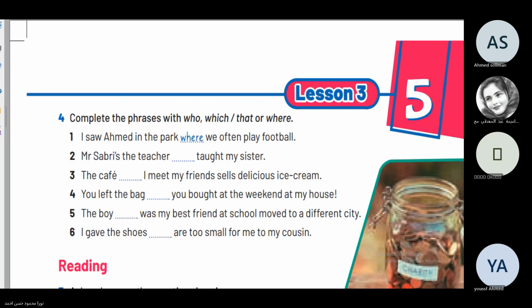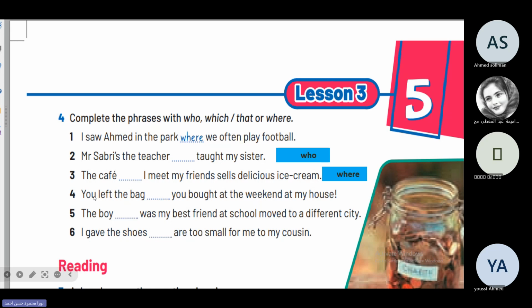More practice. Number 1, I saw Ahmed in the park. So look at the word park here. It's a place, so we use where. I saw Ahmed in the park where we often play football. What about number 2? Mr. Sabri is the teacher. Teacher here, is it a person or thing or a place? Yes, it's a person. So we say who. What about number 3? The cafe. This is a place, so we use where.